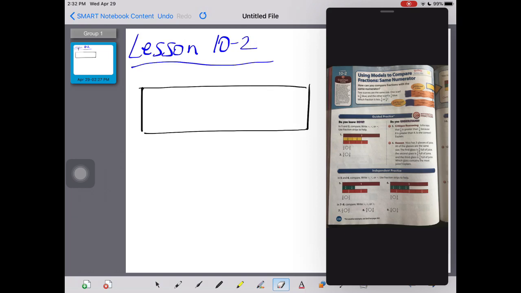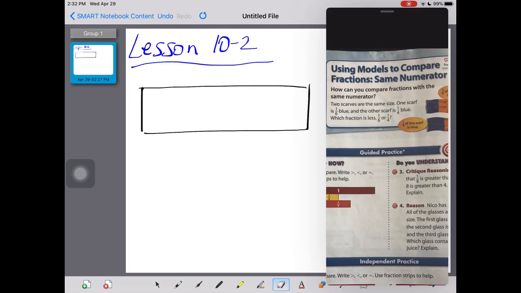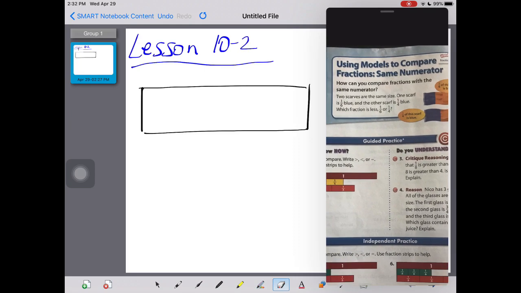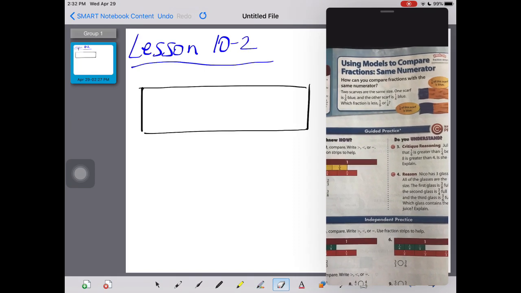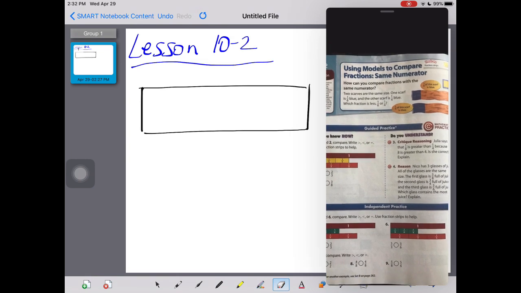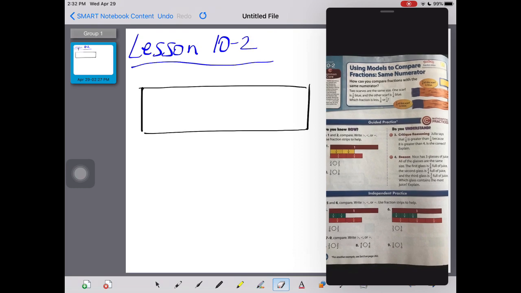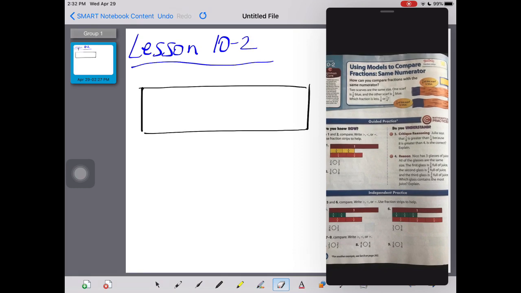Today's lesson, we will be comparing fractions that have the same numerator. Okay, the numerator, that's the number at the top of a fraction. And comparing these types of fractions will be a little different than what we did in lesson 10-1, where we compared fractions with the same denominator.